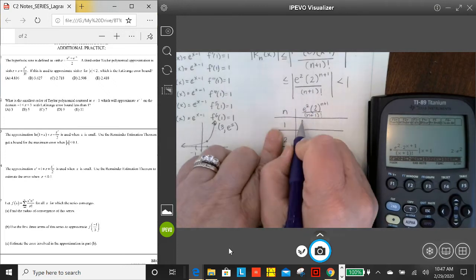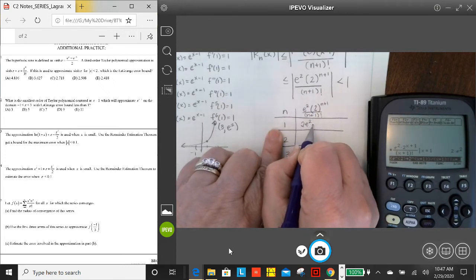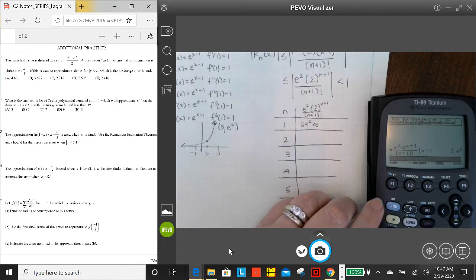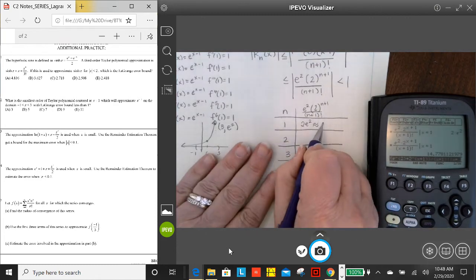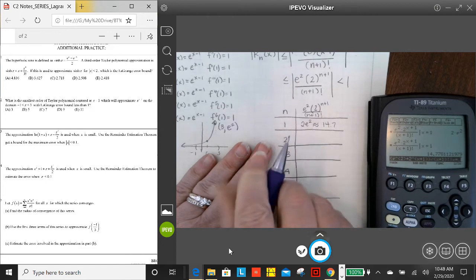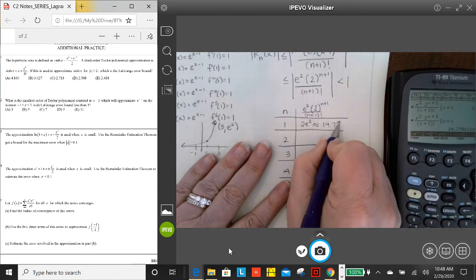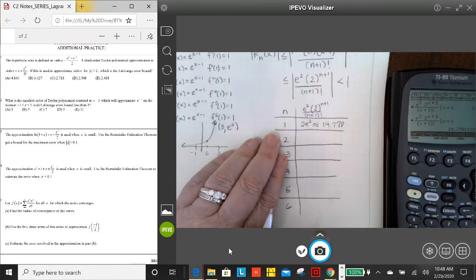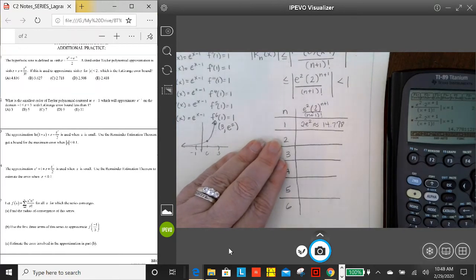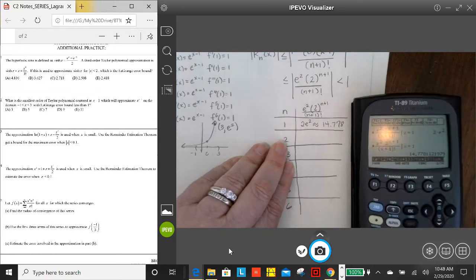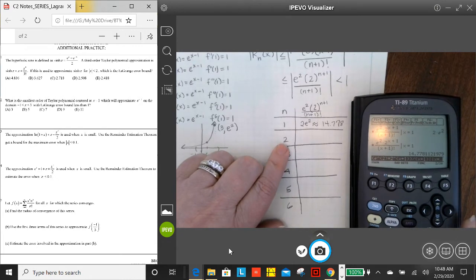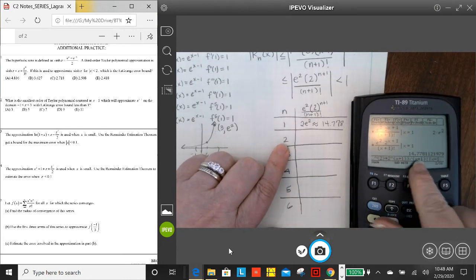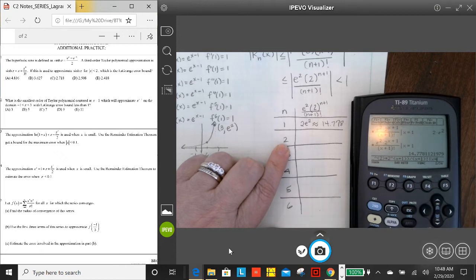So that's 2e squared, which is approximately, wow, 14.778. That's a lot of error. So the first degree, let's not use that one. And it's certainly not less than 1. But what I like about this setup is that I've got the such that bar, so I can just go back and change the last number every time.